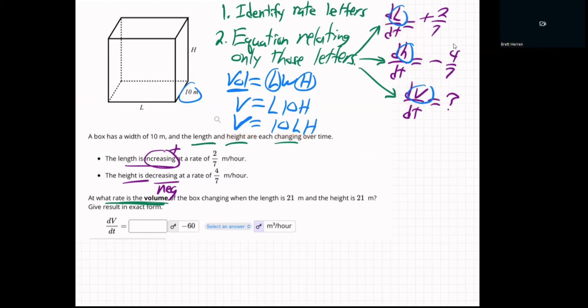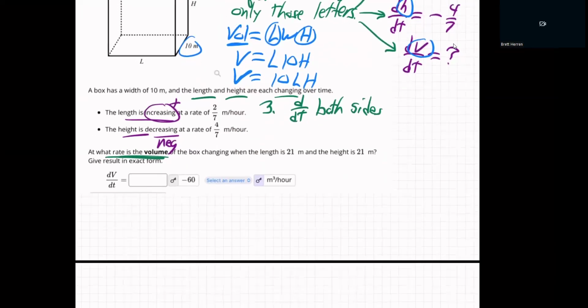All right, step three. Now we're going to do d/dt of both sides. So we bring this on down. I'm going to take this equation, V equals 10LH, and I'm going to go d/dt of this side and d/dt of that side. So this left side's easy, dV/dt. The right side, how are we gonna do it here?